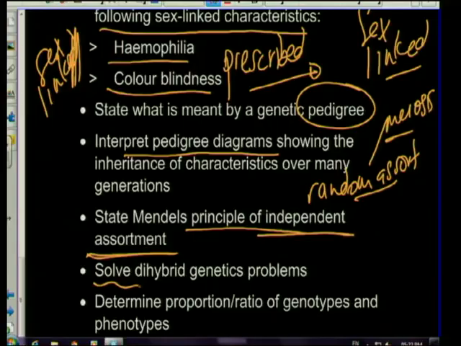You must be able to solve dihybrid genetic problems, and you must be able to determine the proportion, the same as when you deal with monohybrid crossing. In the end, you must be able to say this is the phenotype-genotype ratio. In dihybrid, we are more interested in the phenotypic ratio. Let's go straight into exam type of questions to deal with those topics that we spoke about.